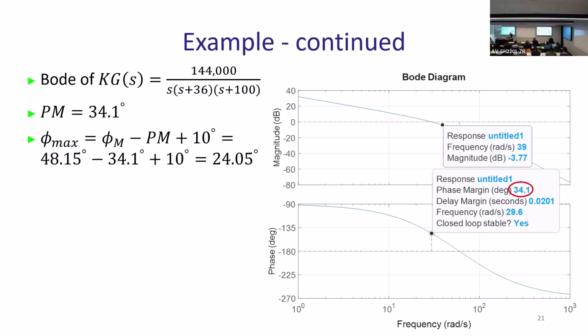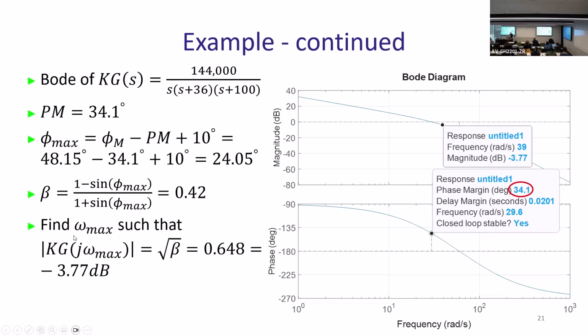All right. So the next step is to compute beta, which will be that formula. So I computed phi max, I can put it here. I'll get 0.42 for beta. Then I need to go on that plot and find omega max such that kg will be square root of beta. So square root of beta, beta I have here, it's 0.42. Square root of 0.42 will be that number. And in dB, it will be negative 3.77. Remember how to convert it in dB?